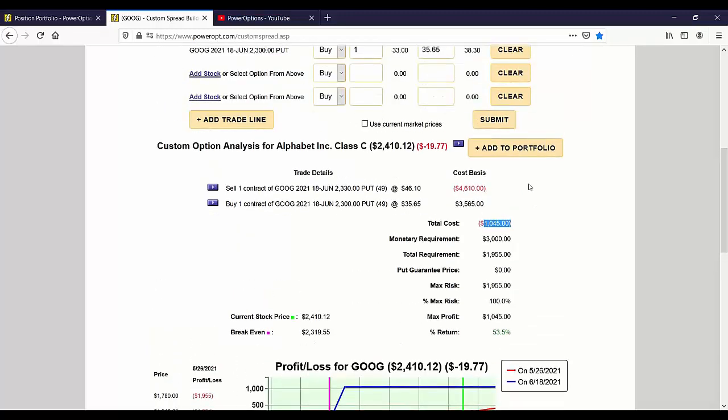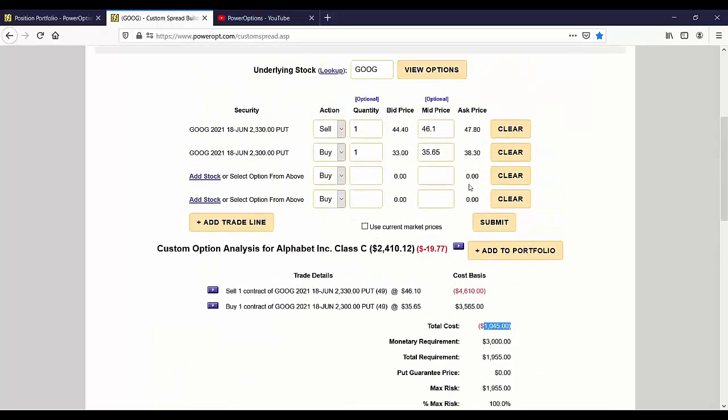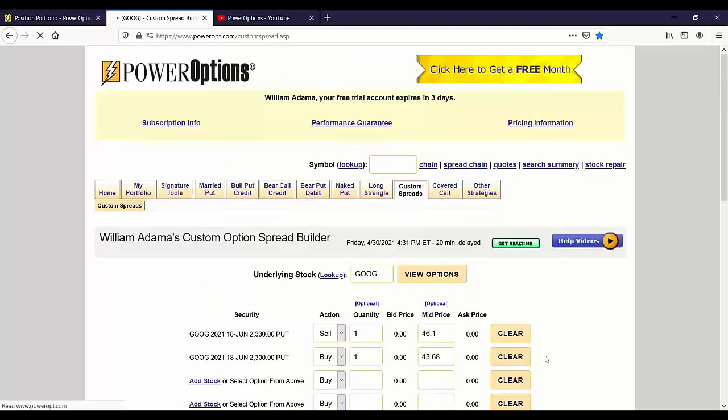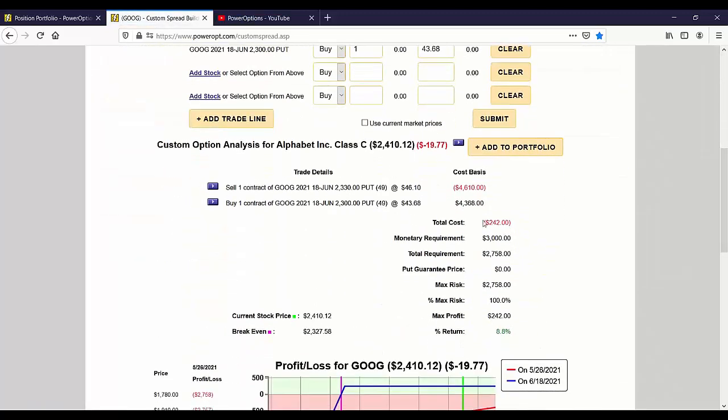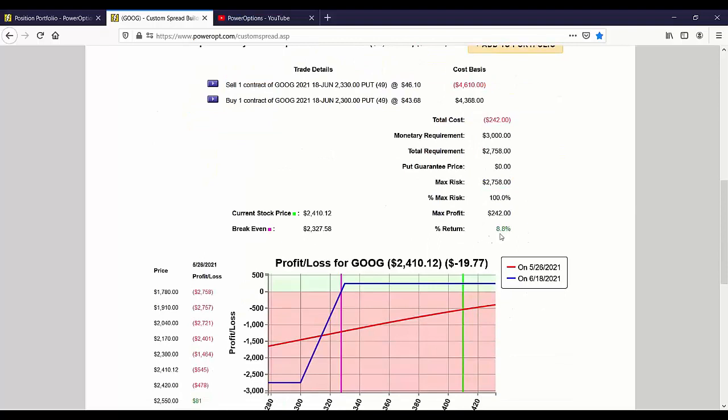But that's not really the true credit we're taking on this position, is it? Remember, we have to factor in 803. So the true cost of our 2300 put in this bull put spread is going to be about 4368. Oops, sorry, should have done that right. 4368. So now 242 net credit, 8.8% return if the stock stays above the position.